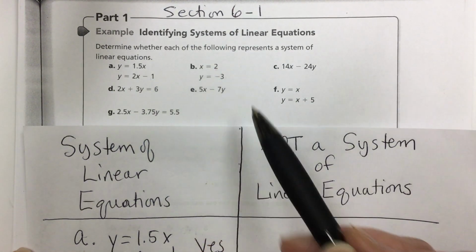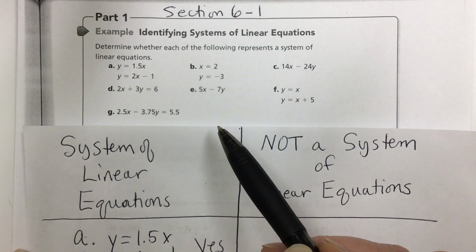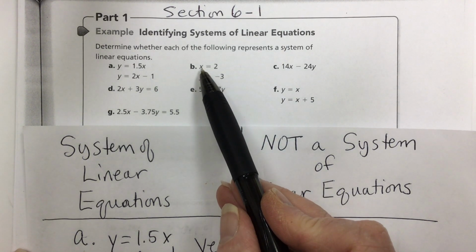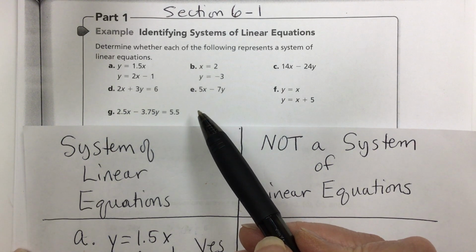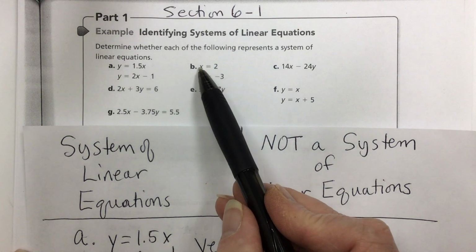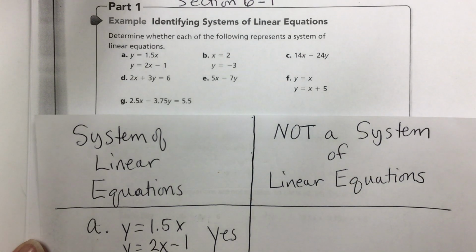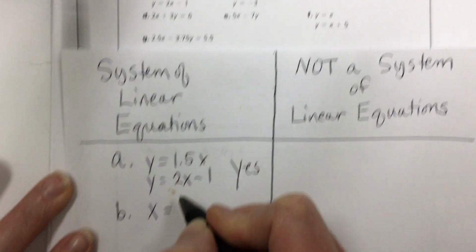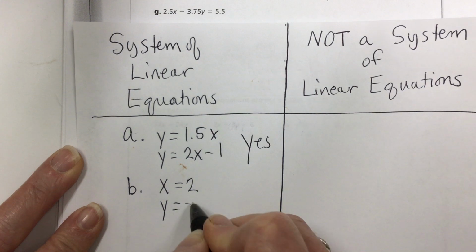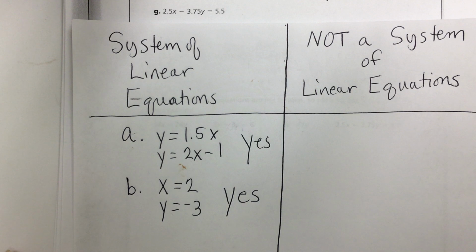X equals 2. Yes, that's a linear equation. Y equals negative 3. As long as you have an equal sign, as long as you have either an X or a Y, that is a line, when the X is raised to the first power and Y is raised to the first power. So B part is also a linear equation. X equals 2 and Y equals negative 3. They are both lines. So yes, this would be a system of linear equations. We could find out where the two lines intersect.